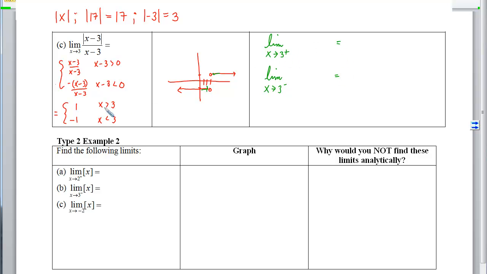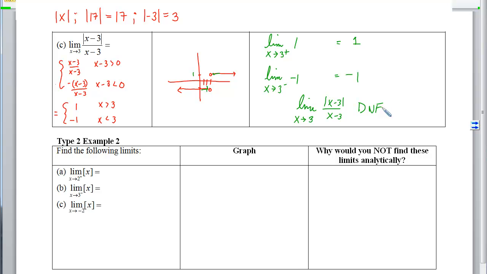If I want to come from the right, I'm dealing with this top branch, which is 1, and my y-coordinate coming from the right is just going to be a 1. If I'm coming from the left, then I'm in the bottom branch, and I'm on the curve y equals negative 1. So that y-coordinate I'm getting close to is negative 1. Since these two do not match, we say the limit as x approaches 3 on that original function does not exist.